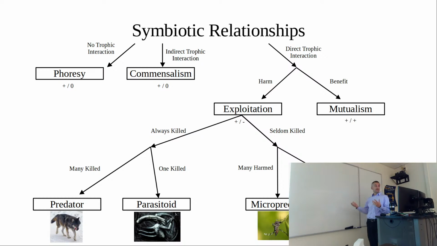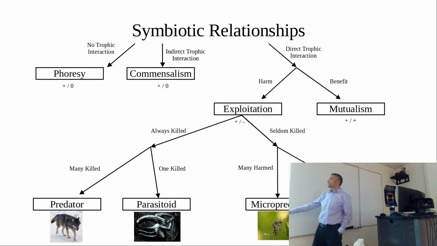You do have some things that can live on us, right? That really just feed off of dead skin cells. So what are some examples? Some of the lice will feed on just dead skin cells. They don't bite you. Some of the mites do that. Commensalist relationship. All right.